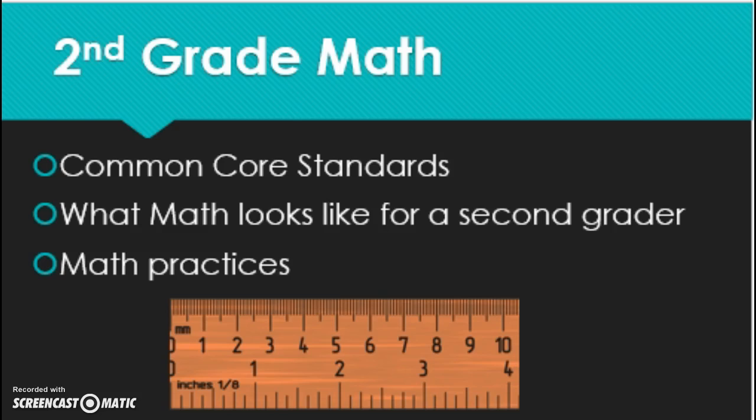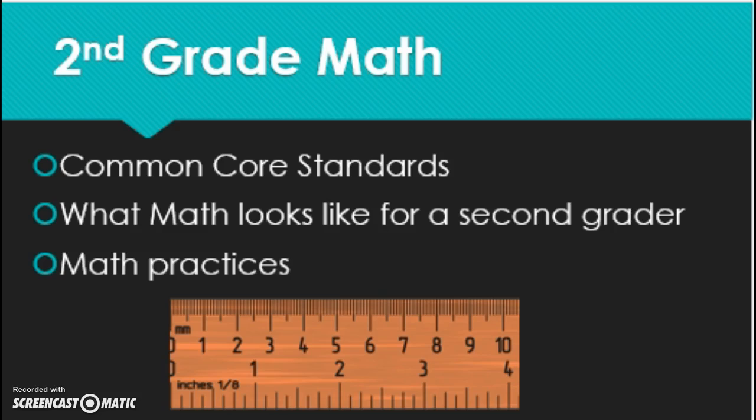Next, what math looks like for a second grader. Your second grade children will be working with base 10 numbers. This includes counting in fives, tens, and hundreds. They will learn to recognize that digits in each different place value stand for a different amount, such as the number 853. This stands for 8 hundreds, 5 groups of tens, and 3 ones.